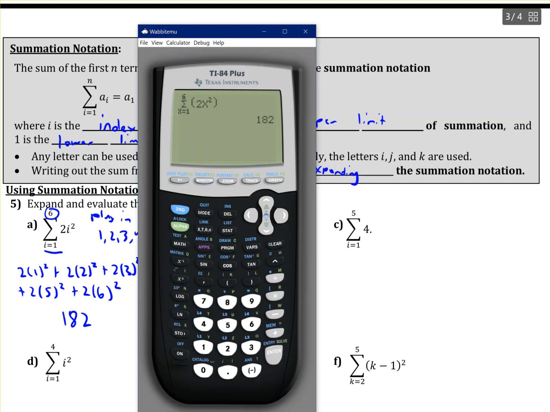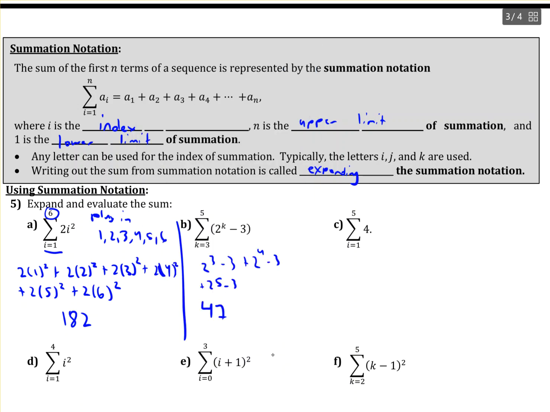So again, I could go math. Let's just check our answers. I'm going to say x goes from 3 to 5 of 2 to the x minus 3, and I get 47. Make that a little bit neater.